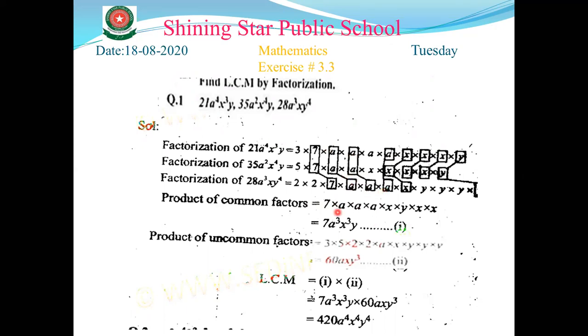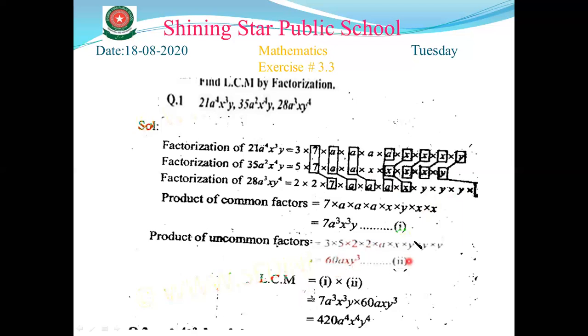So that's why 7a cube, now x cube and y. So very simple. The product of the uncommon factors. So the uncommon factor is 3, and here is 5, and here is 2 multiplied by 2, and here is a. In the second term we will get x, and in the third term we will get y. Now we multiply them, 60axy cube.